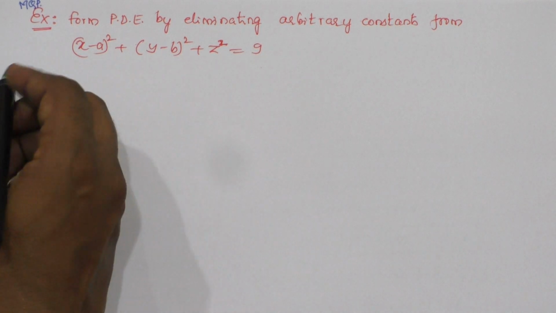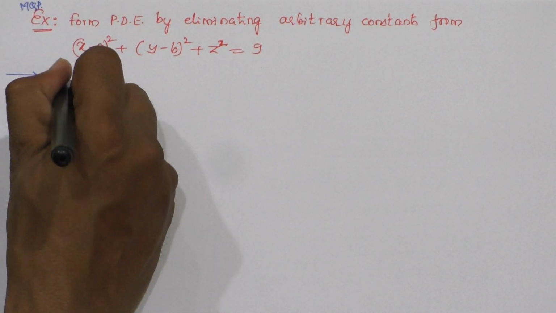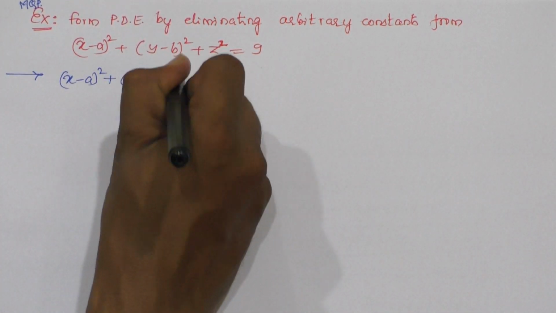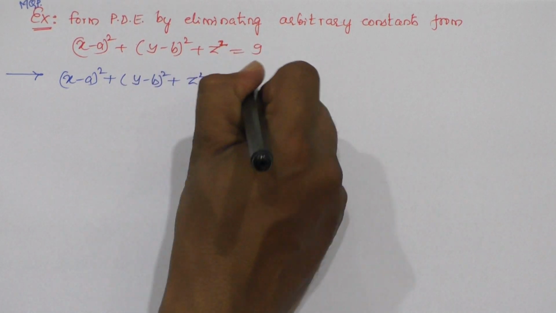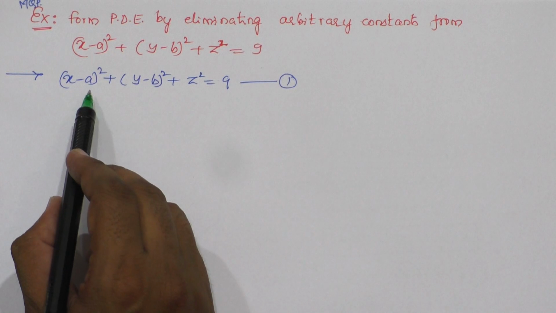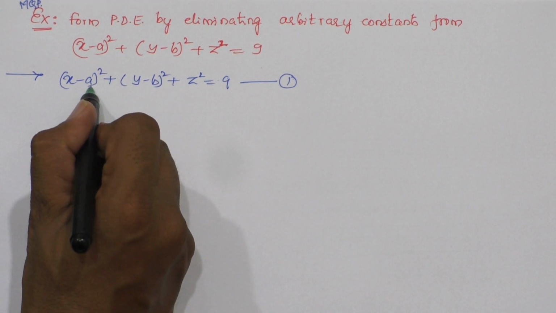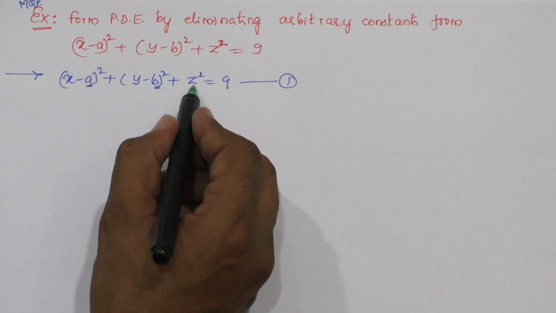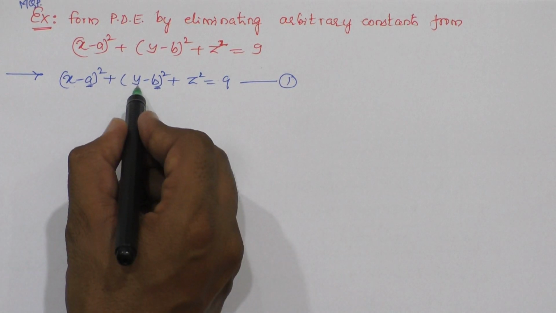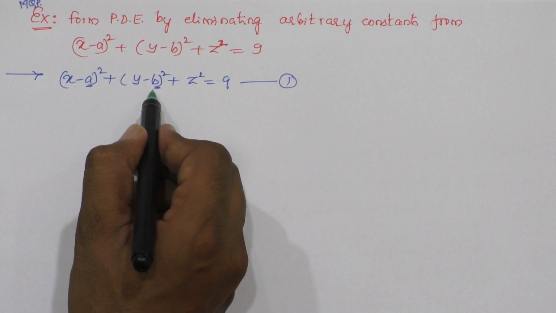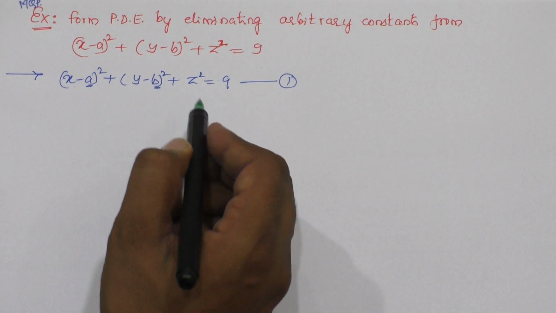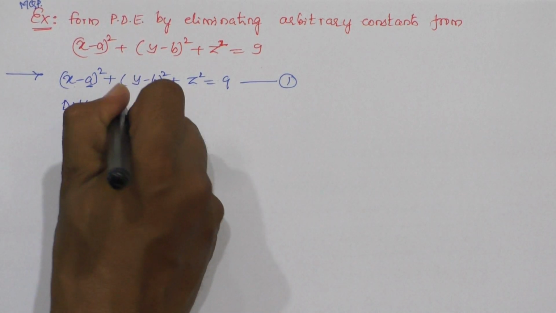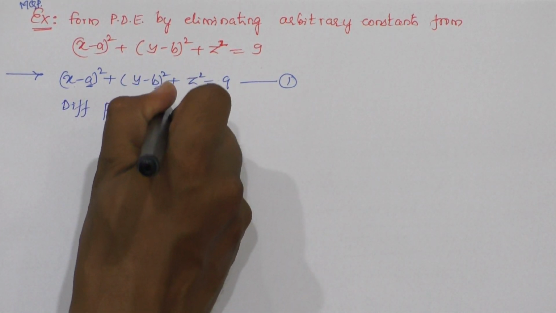If you look at this example, we have the terms (x minus a) whole square, (y minus b) whole square plus z square equal to 9. Take this as equation number 1, which has arbitrary constants a and b, and z is a function of x and y. So you need to differentiate z with respect to x and with respect to y, and if two constants are there, first order derivatives are enough to eliminate them. So now differentiate partially with respect to x.